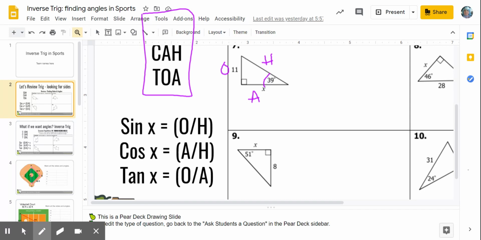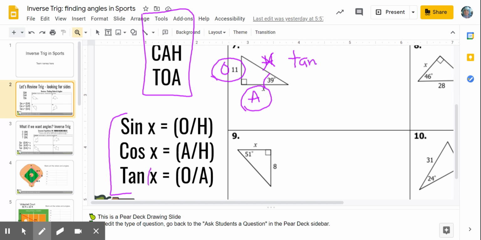Make sense? So once you have that, you need to look for what you want. In this case, I'm asking for the X, and look for what you have. So we're going to cross out the H. I don't have any information about the H, and honestly, in this problem, I don't really care about the H. Which of our 3 functions over here relates O and A? Tangent. So now we're just going to fill everything in.